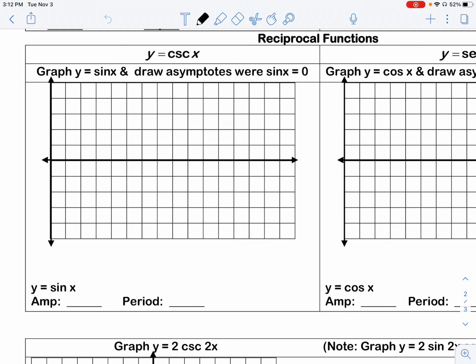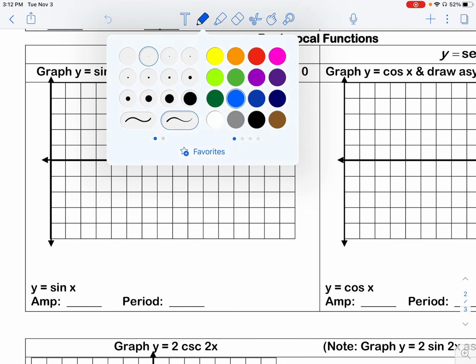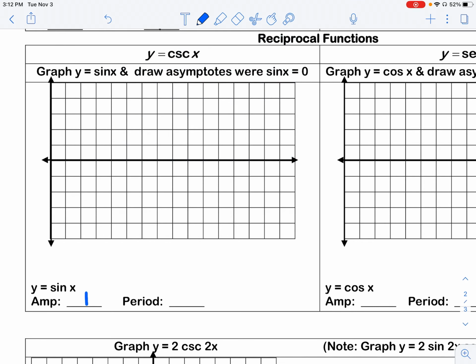So I'm going to go ahead and graph my sine function as a guide. That's why I have it written here. So what do we know about sine? We know that the sine function has an amplitude of 1. We know it has an amplitude of 1 and its period is 2 pi.